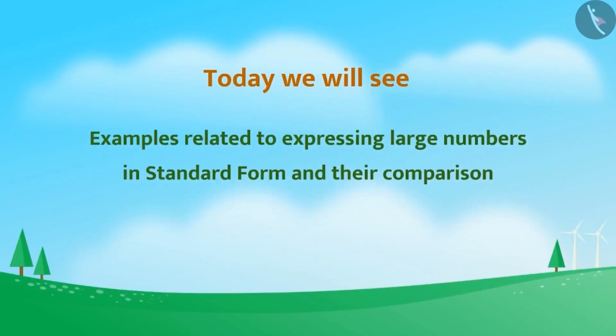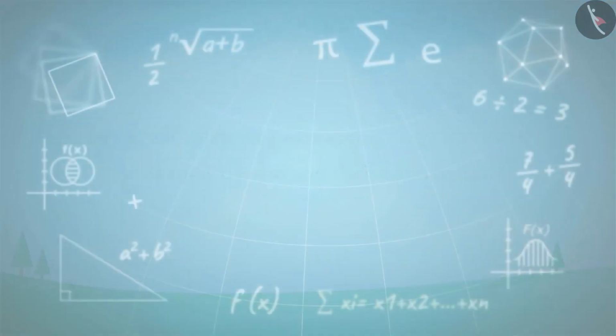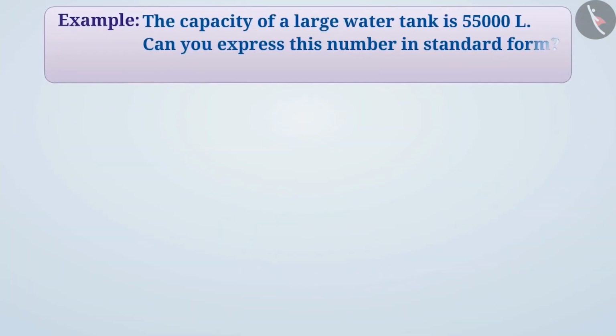Today, we will see some examples related to expressing large numbers in standard form and their comparison. The capacity of a large water tank is 55,000 liters. Can you express this number in standard form?